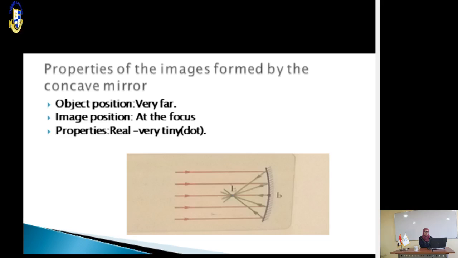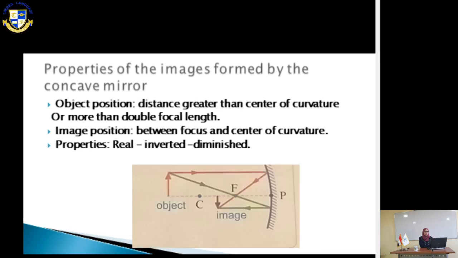Slide number 14. Now we are going to take the properties of the image formed by the concave mirror. Here we have the pole, we have the center of curvature, and between them there is the focus. There is a point which is called the focus. Here we have the object. The object here is farther than double the focal length. So the object position is a distance greater than the center of curvature, or more than double the focal length.